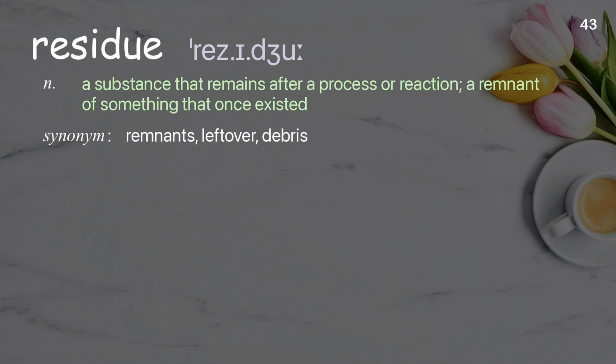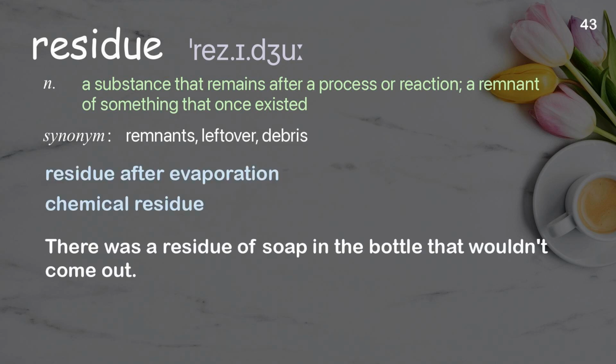Residue. A substance that remains after a process or reaction, a remnant of something that once existed. Examples: Residue after evaporation. Chemical residue. There was a residue of soap in the bottle that wouldn't come out.